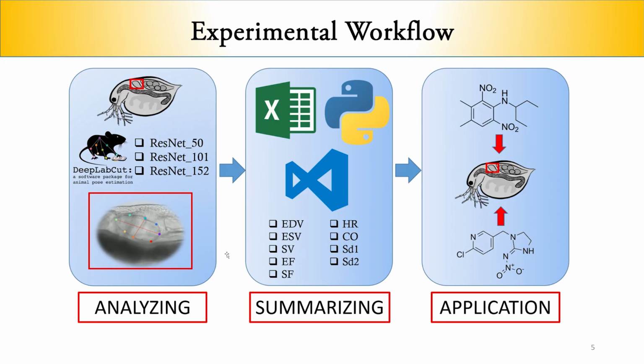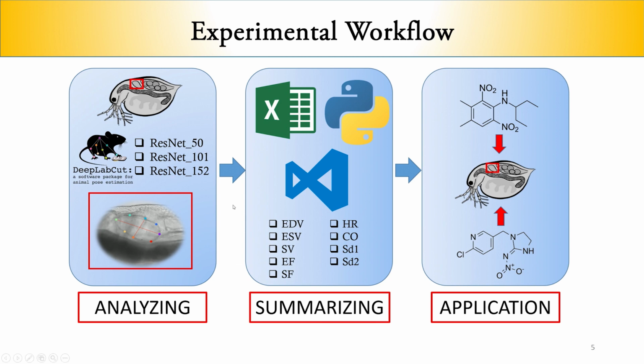So this is the experimental workflow of the study. First of all, we will use DeepLabCut software to track the animal organ, which in this case is the Daphnia heart. For doing this, we will need a lot of videos of the Daphnia heart. After we get a lot of Daphnia heart videos, we will train the network with ResNet 50, ResNet 101, and ResNet 152. And from that, we will select the best network, which is used for further study.